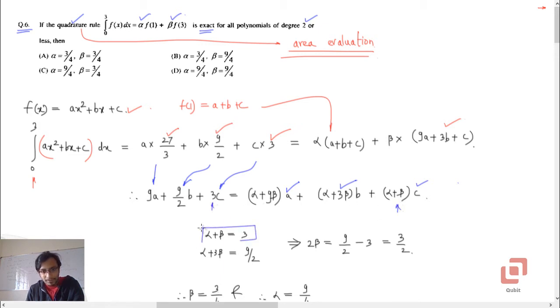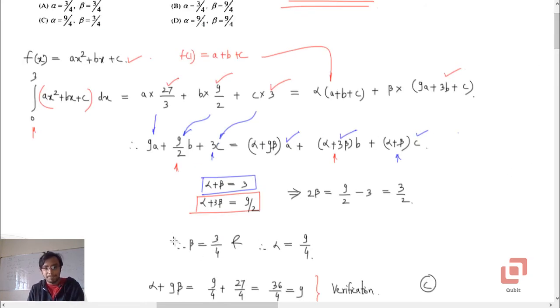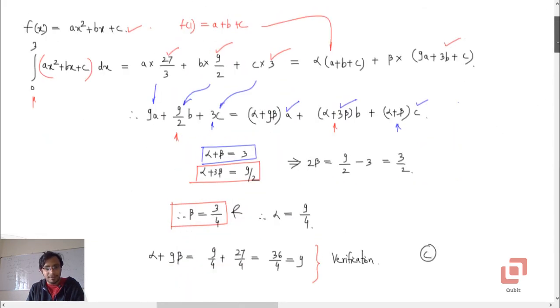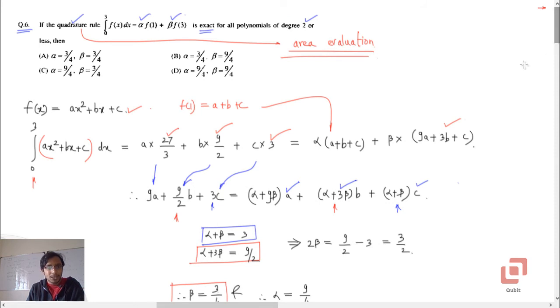And equating the coefficients of b, we will get alpha plus 3 beta equal to 9 by 2. Okay, if you subtract, you will get 2 beta equal to 9 by 2 minus 3, which will be 3 by 2. So this gives us beta as 3 by 4. Okay, and how many of the options have beta equal to 3 by 4? 2 of them.